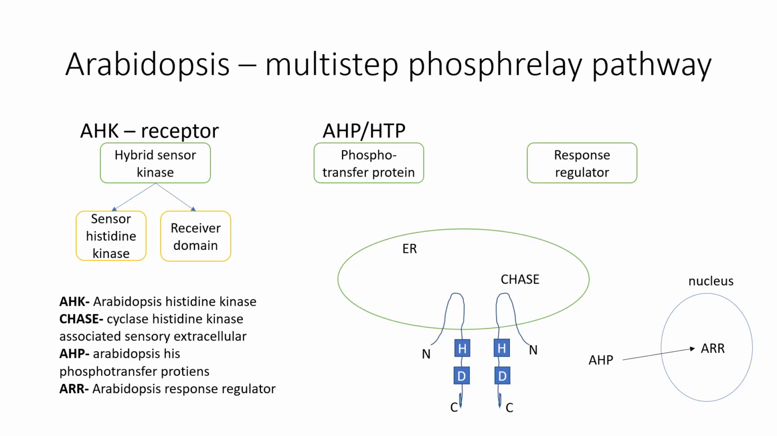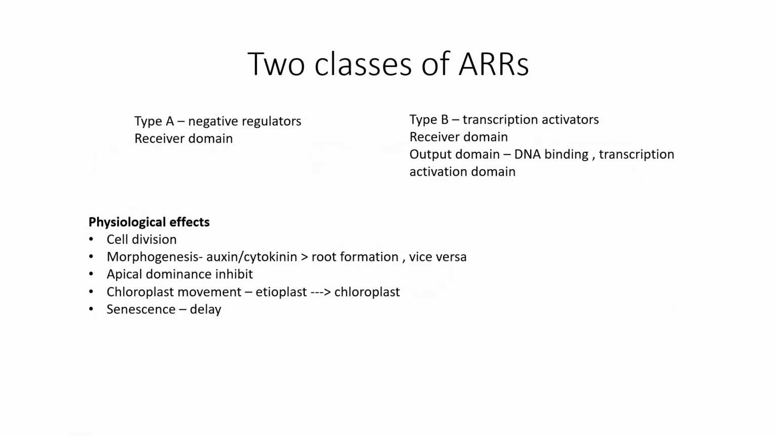So lastly, we have two classes of ARRs, Arabidopsis response regulators, type A and type B. Type B is the main transcriptional activator. It has a receiver domain and an output domain. The output domain has a DNA binding and transcription activating domain also. So when the output domain is activated in type B, it phosphorylates type A and type A also gets activated, and it shows its function. So type A is a negative regulator of cytokinin. It has only a single receiver domain. So they both function in opposite ways. They are antagonists to each other.